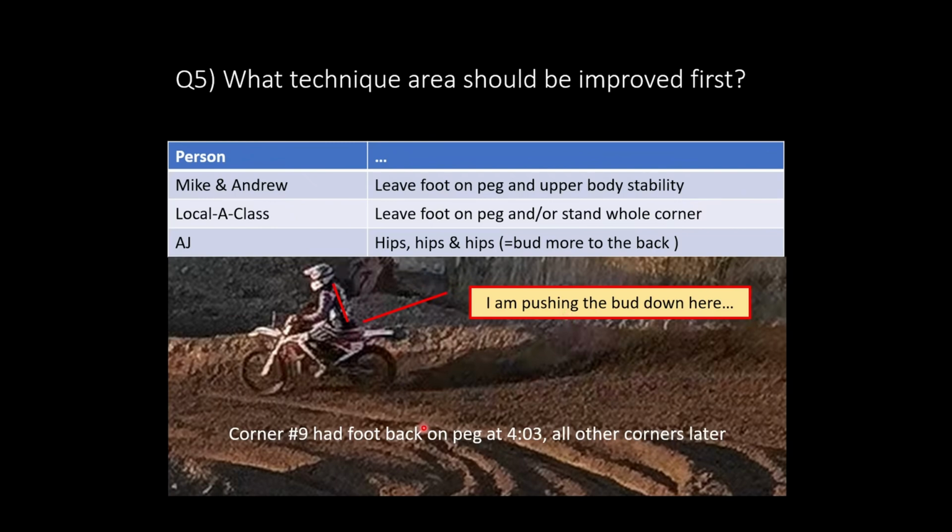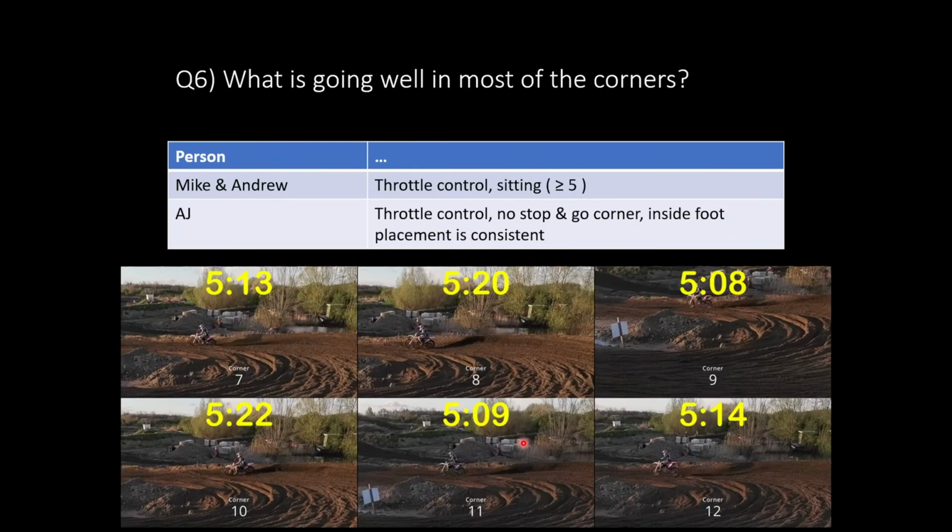By the way, corner 9 was the fastest track. It was also the track where I put my foot back on the foot peg the earliest. That was at 4 seconds and 3 frames, so still 1 second and a few frames to go. It was going well in most of the corners. Well, I got less response, as you can see.